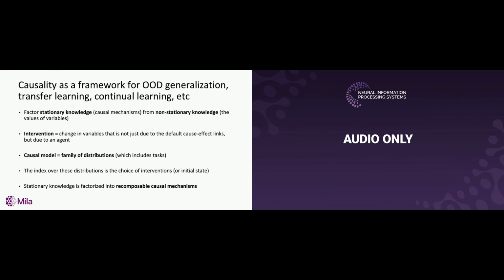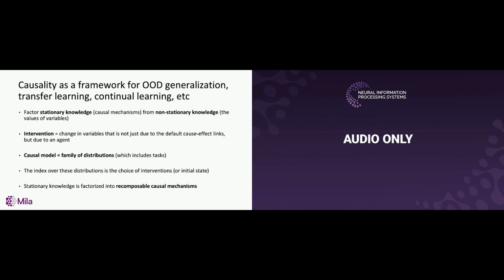So causality is really a framework that has a solid theoretical grounding to think about out of distribution generalization. So the idea is that a causal model is not like one distribution. It's really a family of distributions, or if you want, a family of tasks that share the same parameters. What changes from one distribution to another is that you have these interventions, or if you want, setting of some of the high-level variables that explain the difference.